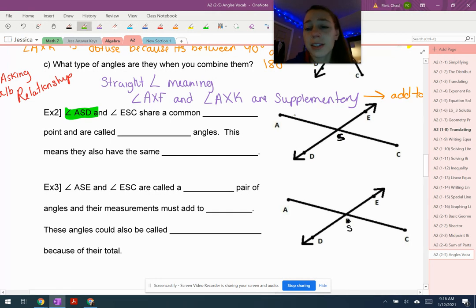Okay, so ASD would be ASD. That would be this angle. And then ESC would be ESC.